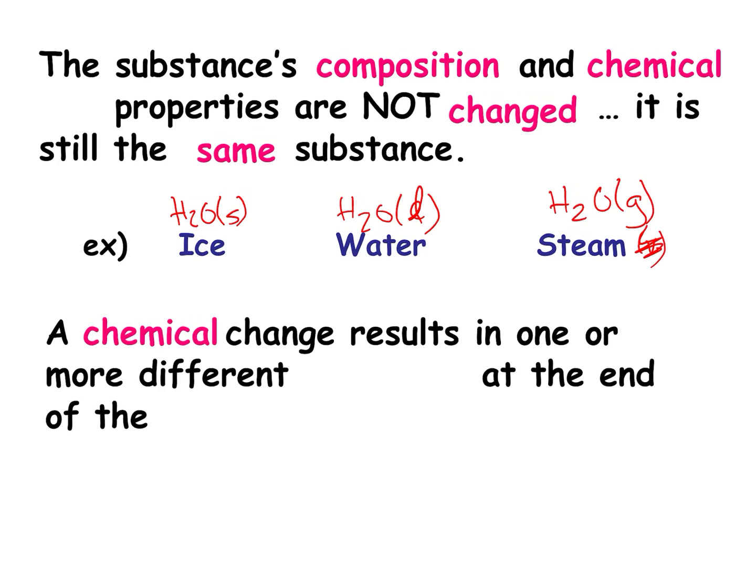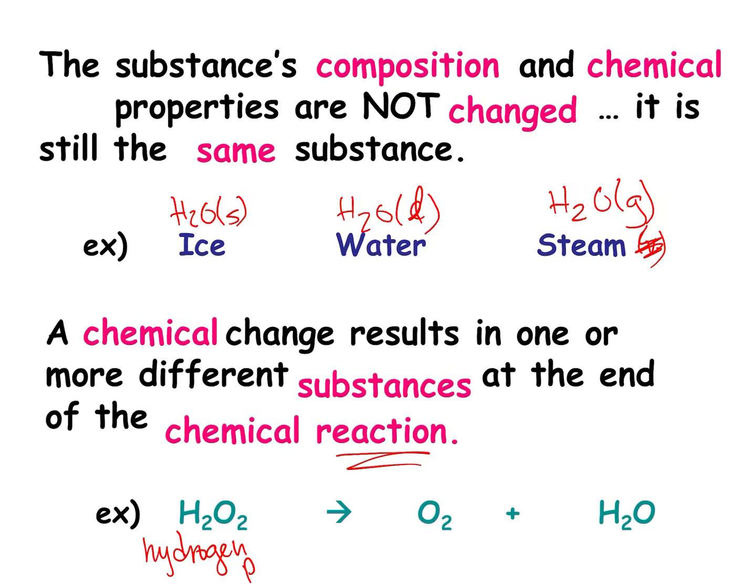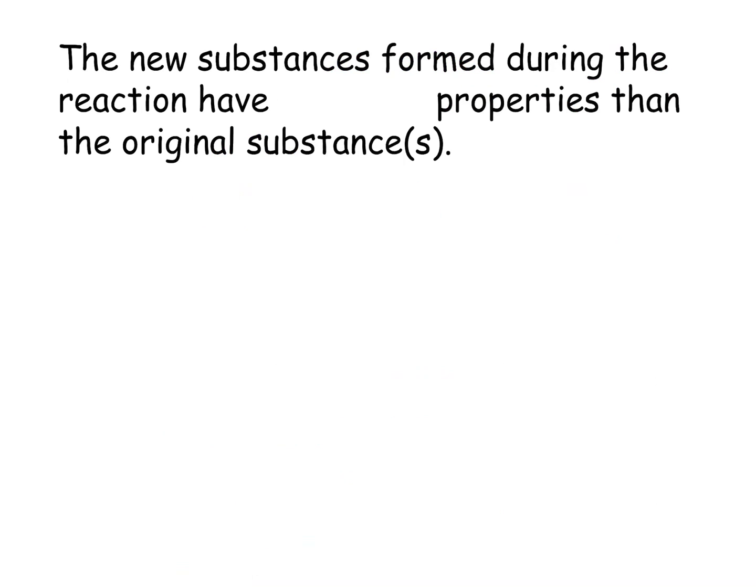Chemical changes result in one or more different substances at the end of a chemical reaction. So here we have a chemical reaction. We've already seen this in our notes. We have hydrogen peroxide. And you see there's a reaction arrow, which means it's probably going to react with sunlight. And it's going to give off oxygen gas and water, two completely different substances. So chemical bonds have been broken, new ones have been formed, so we have a chemical reaction. The new substances formed during the reaction have different properties than your original substance.